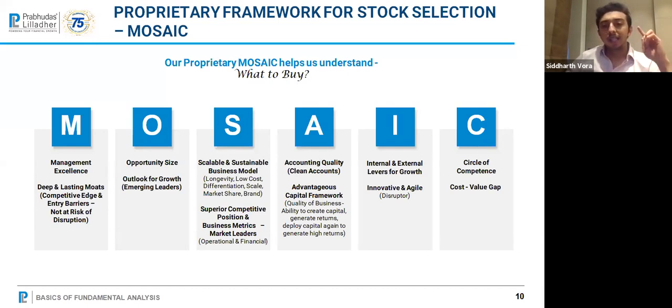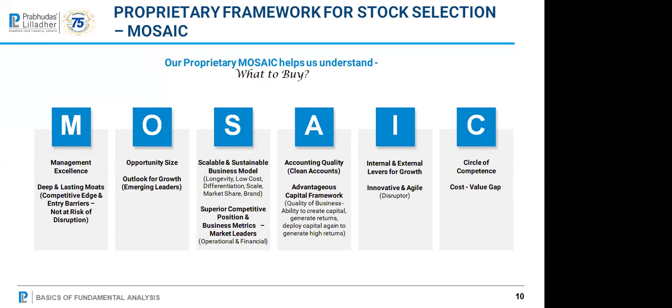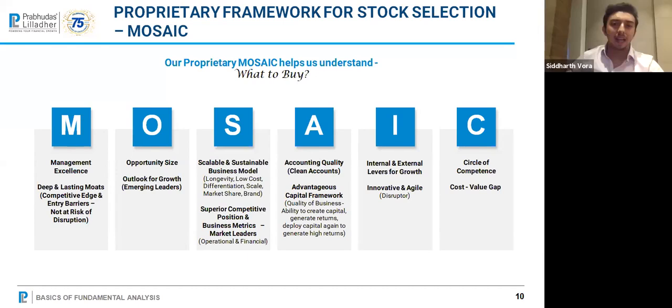A is for two things: accounting quality and advantageous capital framework. Accounting quality, what does that really mean? Is the company transparently reporting the good and the bad? Is the cash flow statement of the company conveying a similar story to the P&L statement? Does the company have consistent auditors, and do they give clean remarks about the company, etc.